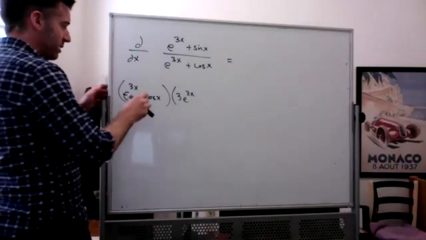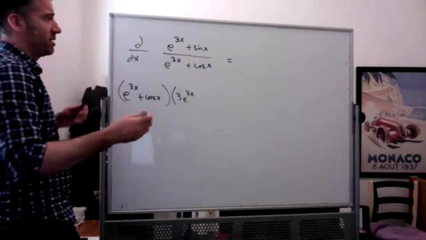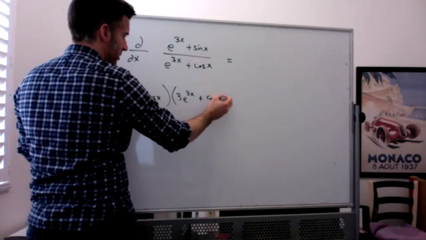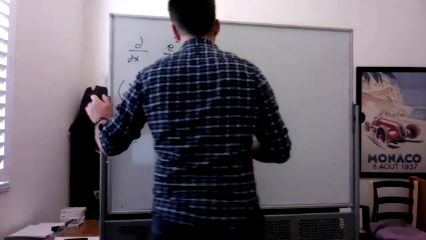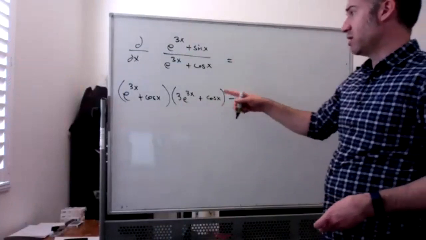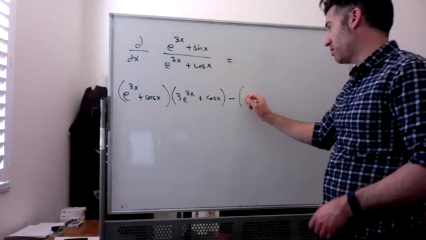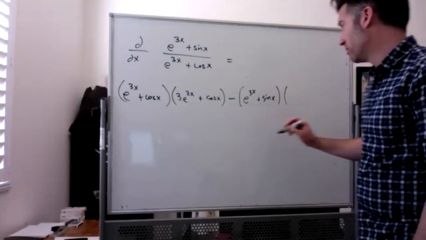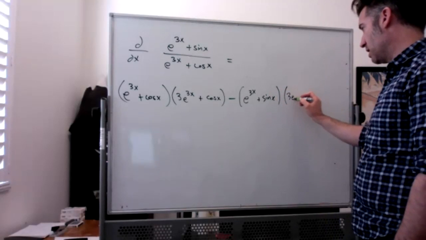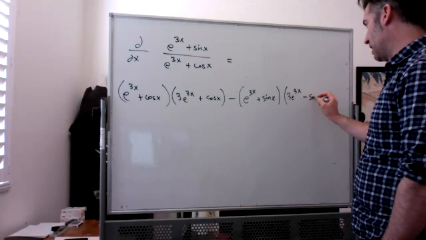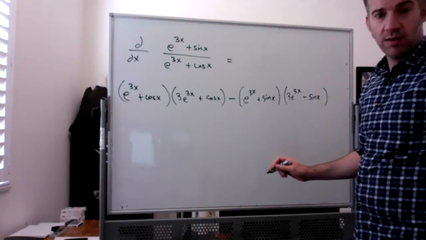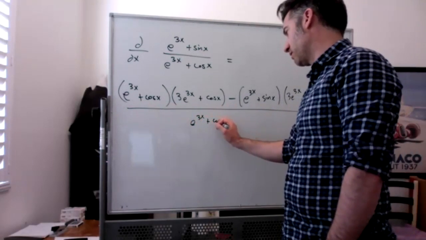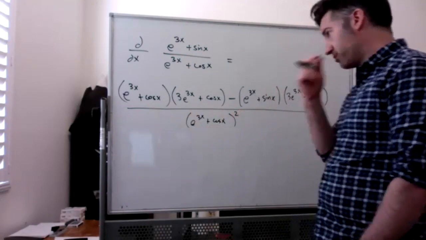I did the bottom times the derivative of the top, and the derivative of the top is going to be e to the 3x times 3 plus the derivative of sine of x, which is cosine of x. Minus, now we flip it, right? Instead of the bottom times the derivative of the top, we do the top times the derivative of the bottom, which is going to be 3e to the 3x minus sine of x, all divided by e to the 3x plus cosine of x quantity squared.